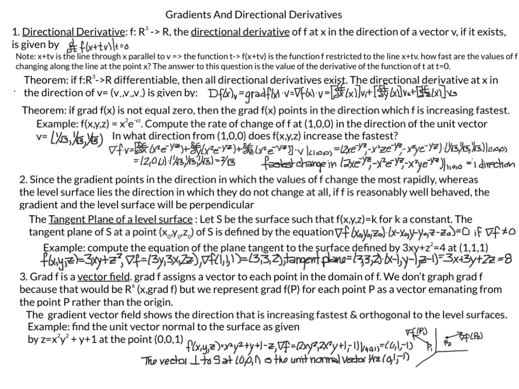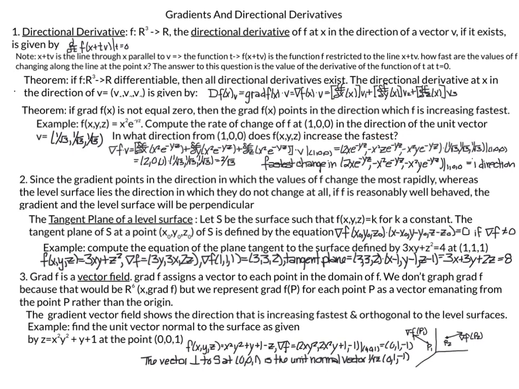And we have this example where f of x, y, z is equal to x squared e to the minus yz. We can compute the rate of change of f at 1, 0, 0 in the direction of the unit vector v, 1, 1, 1 normalized. And we can also answer at this point in what direction f increases the fastest.